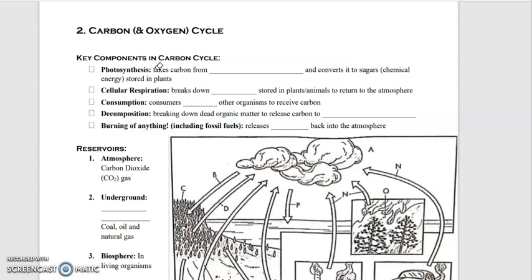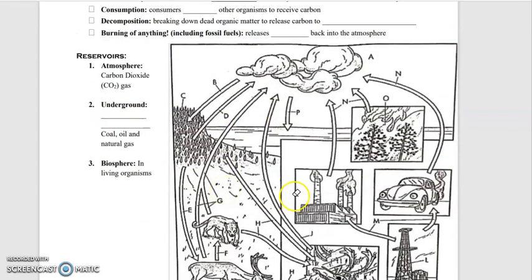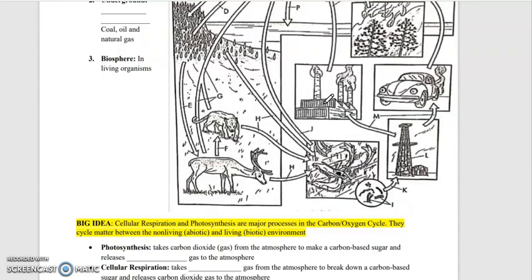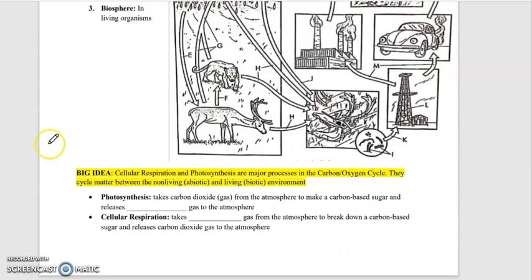So we're talking about the carbon cycle today, and you can see we have a very similar setup, right? We have some key components. We have the reservoir, which again is where is most of the carbon going to be stored. And then we have a diagram for us to fill in. Now, before we jump into this cycle, at the bottom of our page, we have a big idea, and I thought we could talk about that first and then look at our cycle.